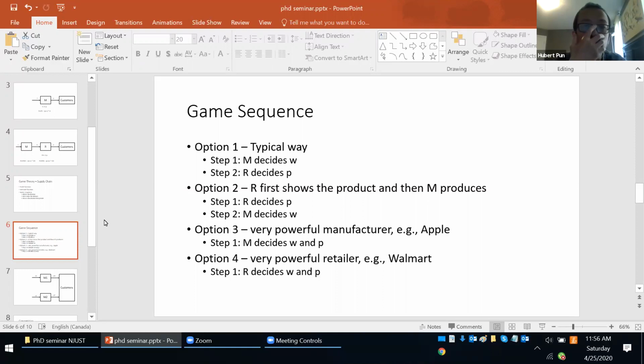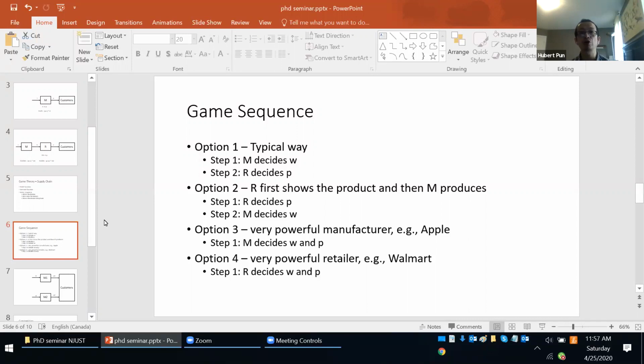The last option is a very powerful retailer. Walmart is a very powerful retailer. Walmart has a private label that it asks a manufacturer to produce. In that case, Walmart would set the wholesale price and also the retail price. So as you can tell, Walmart is very powerful, and it can decide how much the wholesale price and the retail price can be.